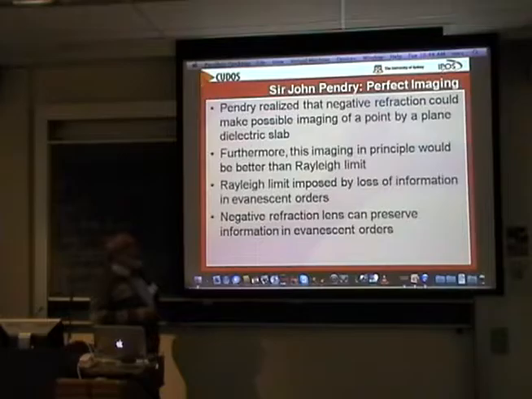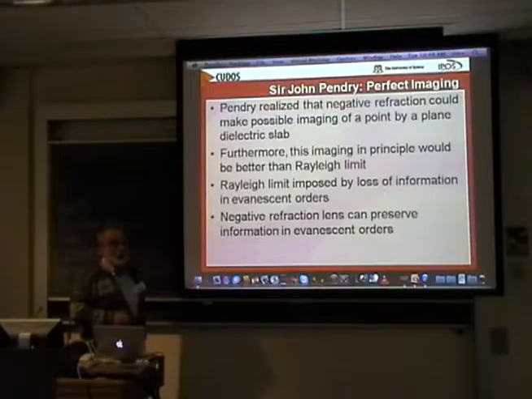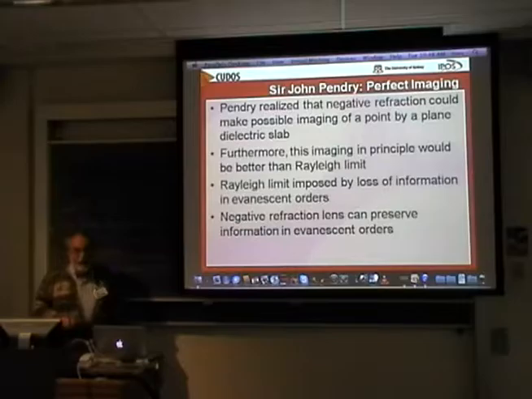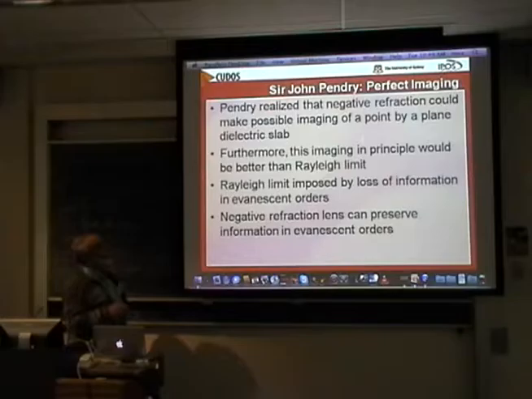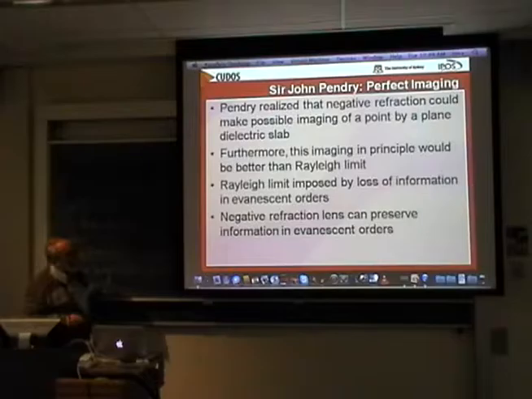And he added to that by realising in general that it would be possible, in principle, to have super resolution, better than the normal Rayleigh limit on resolution, which is around half a wavelength. Up until that point, it had been thought, A, that you couldn't have focusing by a plain dielectric slab, and B, that it was very difficult to get resolution much better than the Rayleigh limit. So with these two ideas, Pendry set in motion the fantastic interest there is today in the field of metamaterials and negative index media.